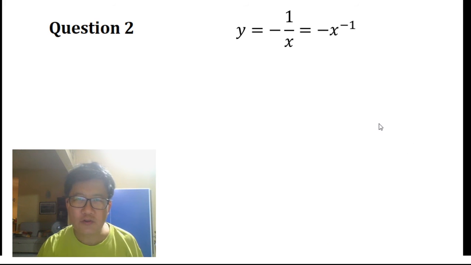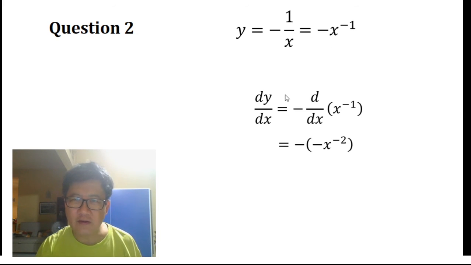Now let's go on to question 2. All right, y equals minus 1 over x, and that is equal to minus x to the power minus 1. These two forms are equivalent. So let's try and differentiate this. When we differentiate this, we retain that minus, and we differentiate x to the power minus 1.